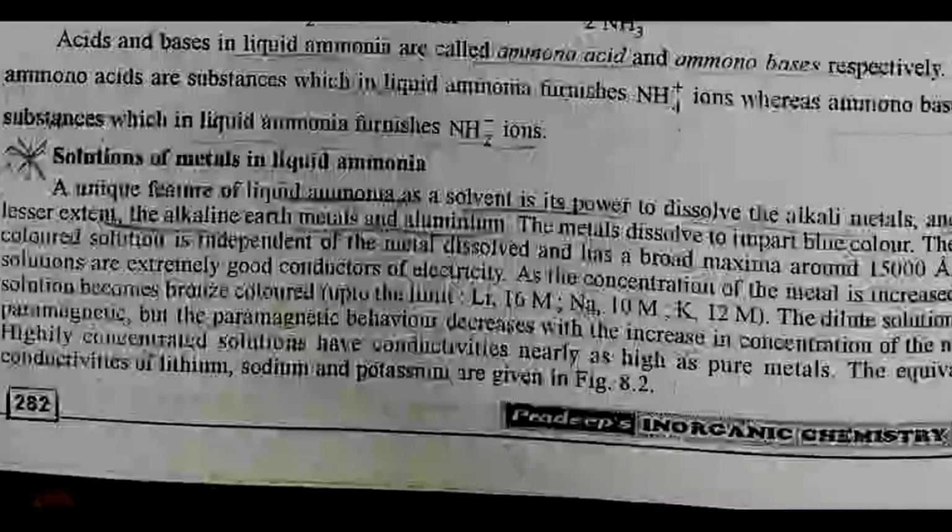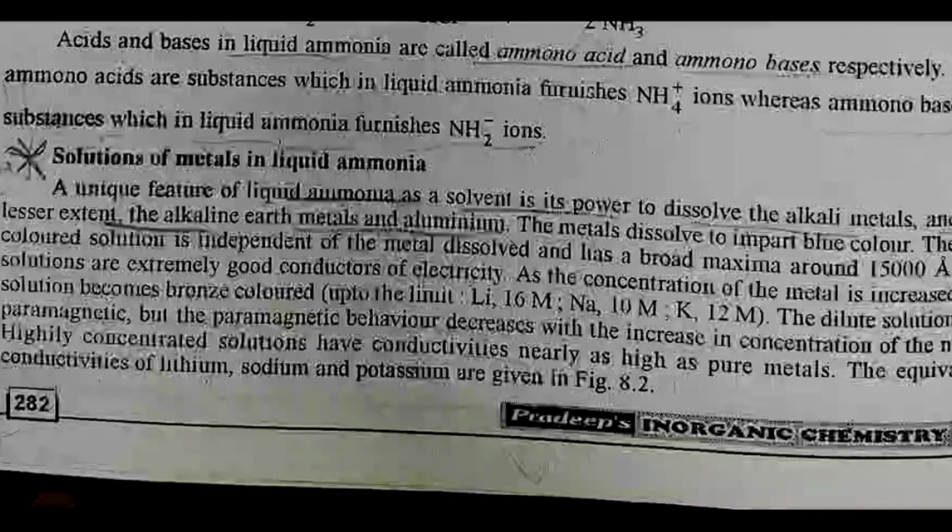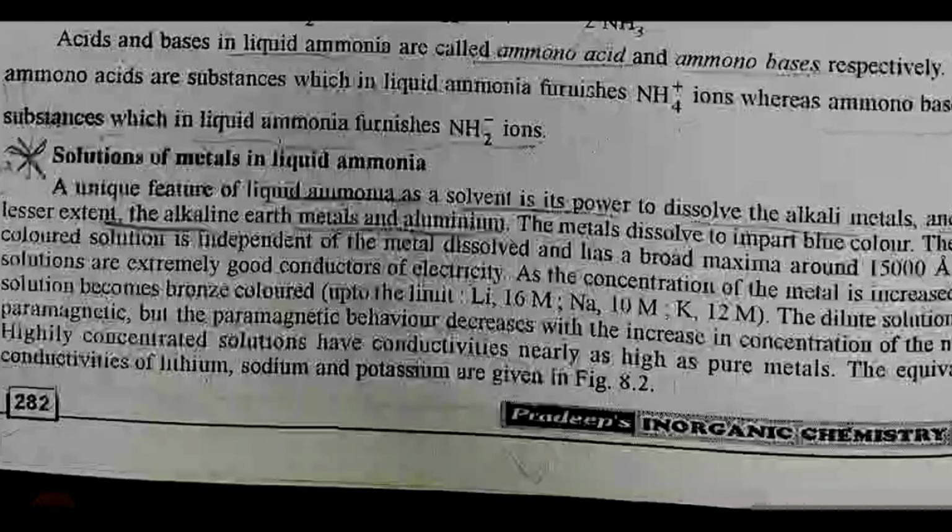The metals dissolve to impart a blue color. The blue colored solution is independent of the metal dissolved and has a broad maximum around 15,000 angstrom. The solutions are extremely good conductors of electricity. As the concentration of the metal is increased, the solution becomes bronze colored, up to the limit of Li 16 M, Na 10 M, K 12 M. The dilute solutions are paramagnetic, while the paramagnetic behavior decreases with the increase in concentration of the metal. Highly concentrated solutions have conductivities nearly as high as pure metals. The equivalent conductivities of lithium, sodium and potassium are given below.